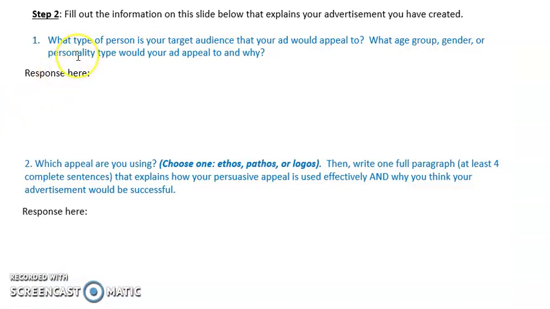And it says, fill out the information on the slide below that explains your advertisement that you've created. So the first question says, what type of person is your target audience that your ad would appeal to? What age group, gender, or personality type would your ad appeal to, and why? And then for number 2, it says, which appeal are you using? And you have to write a full paragraph explaining your ethos, pathos, or your logos, and why your advertisement would be successful. So here's my sample responses for my advertisement that I showed you.